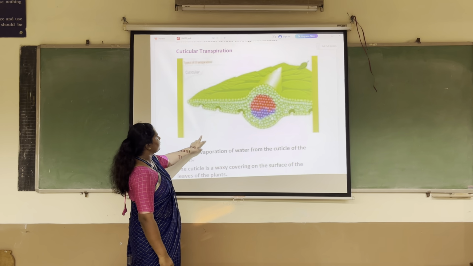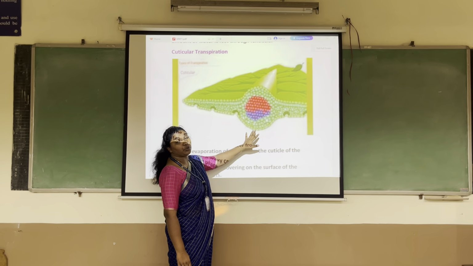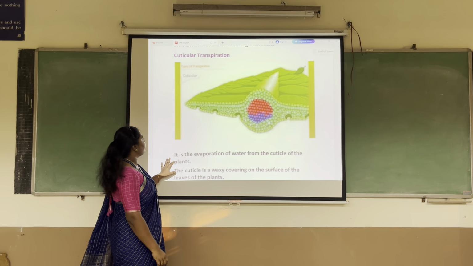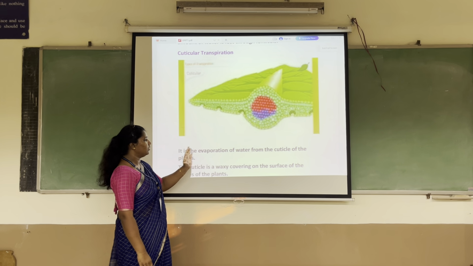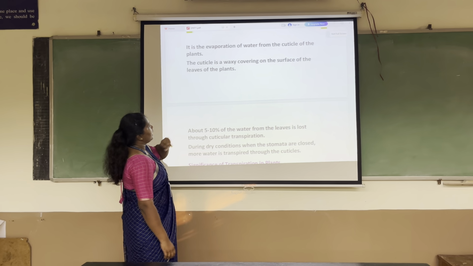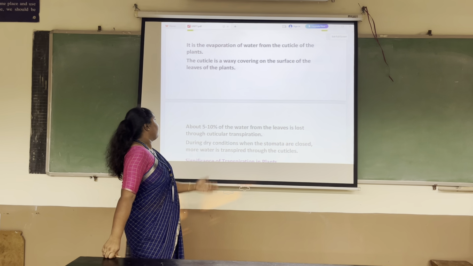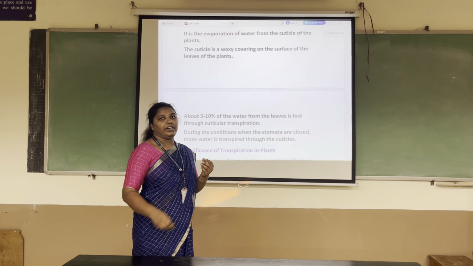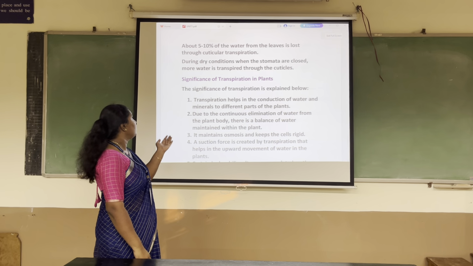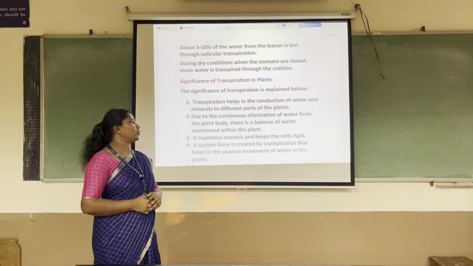Here we can see a very large image showing how one can identify the cuticle, that is the outer layer of the leaf. Again, transpiration can take place through the cuticle also, that is the outer layer of the leaf epidermis. It is the evaporation of water from the cuticle of the plants. The cuticle is a waxy covering on the surface of leaves of the plants. As we all know, it is a gel-like substance. About 5 to 10% of water from the leaves is lost through cuticular transpiration. A very minimal amount of transpiration is performed through cuticles.